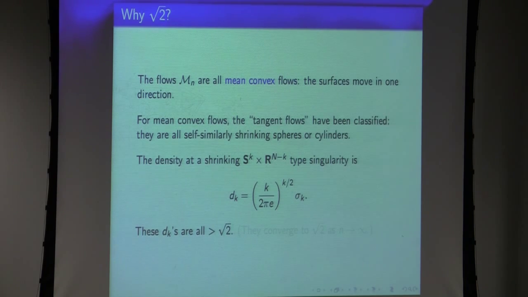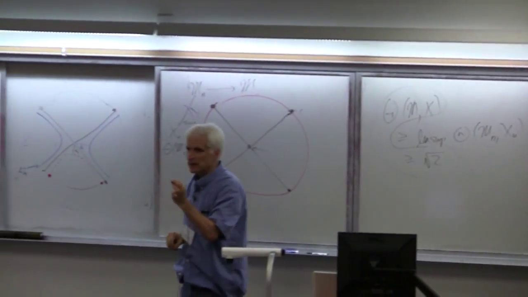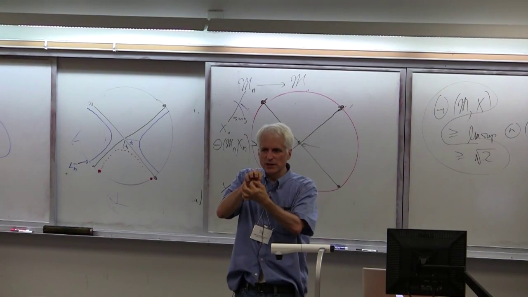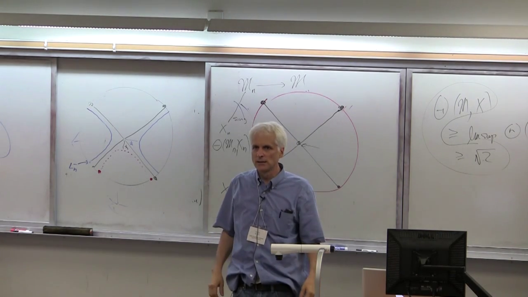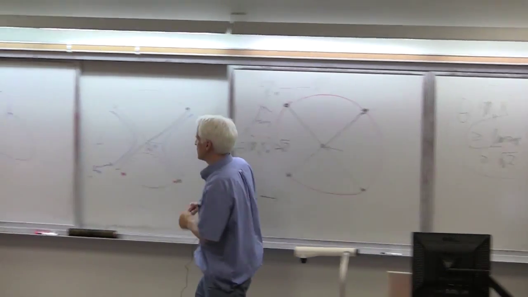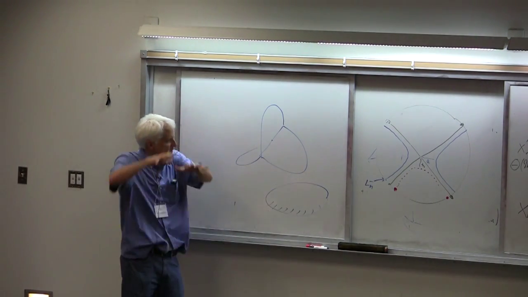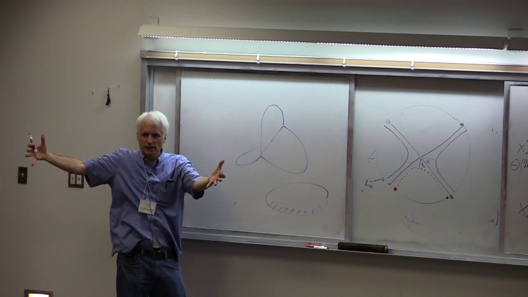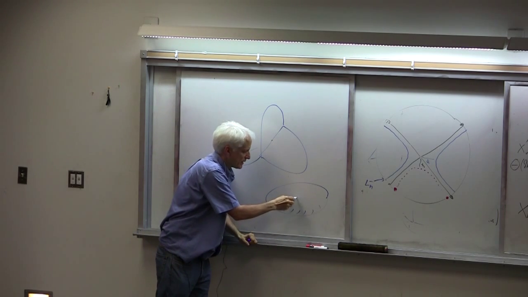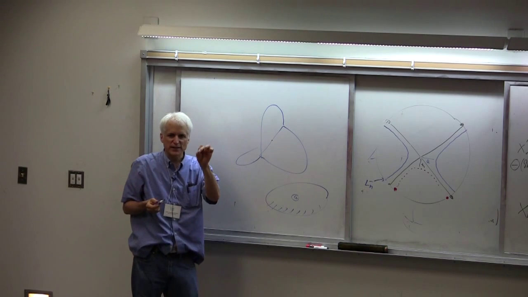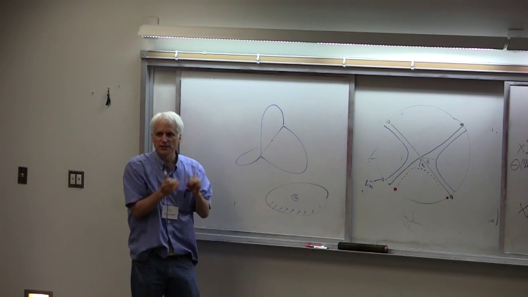What that means is, if you take a surface flowing by mean curvature flow, always moving in one direction, mean convex, and a singularity forms, then if you look at the surface under a microscope just before the singularity, what you see is essentially a sphere or a cylinder. For the sphere case, there's a celebrated theorem of Huisken, one of the first big breakthroughs. If you take any convex body in Rn and let it flow by mean curvature, he proved it shrinks to a point. And as it shrinks, it becomes rounder and rounder, so it's asymptotically spherical. Right before it disappears, what you see is essentially a sphere.